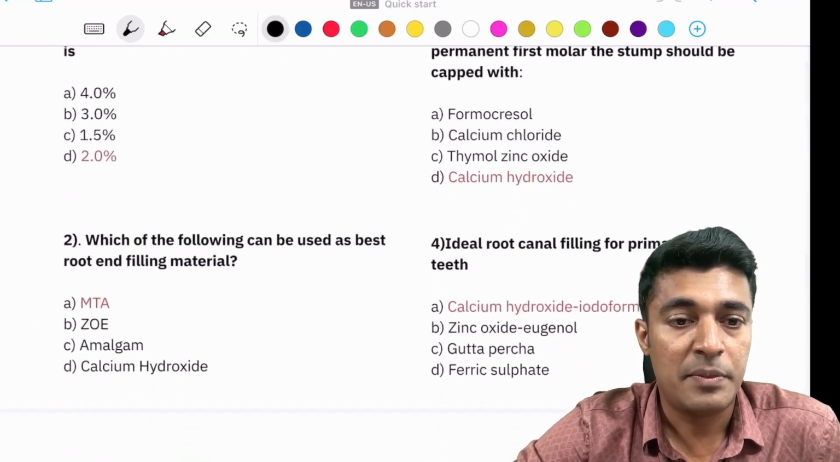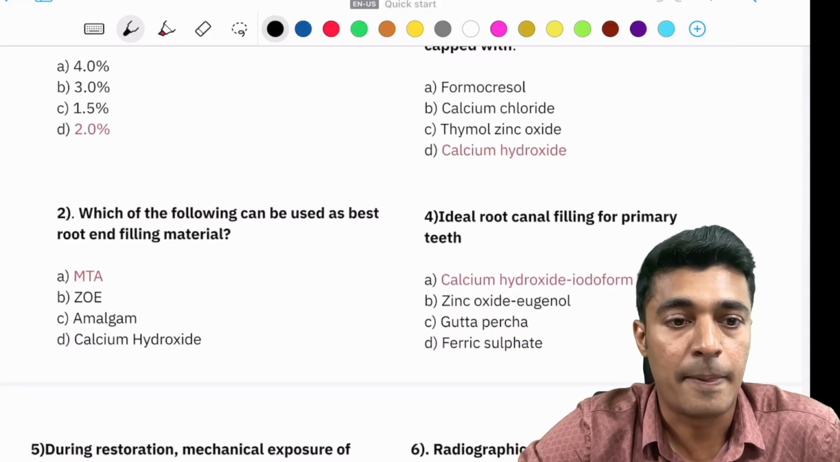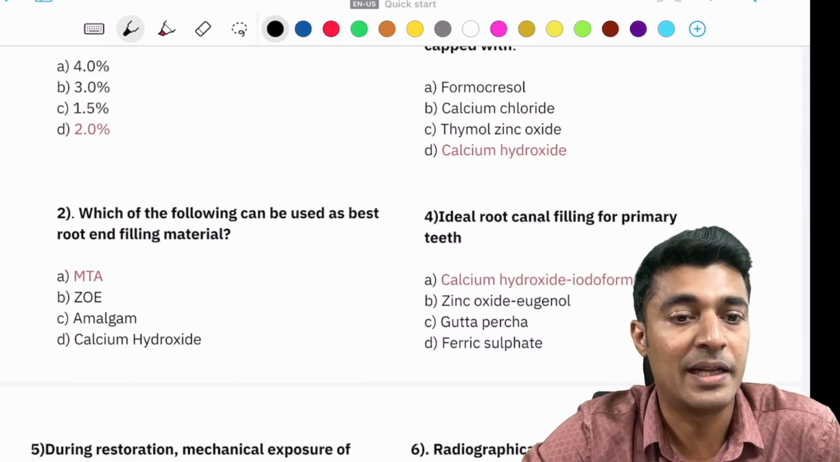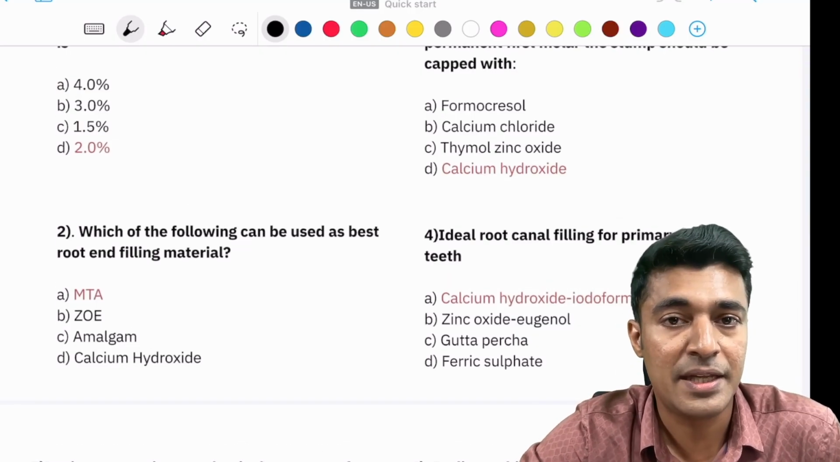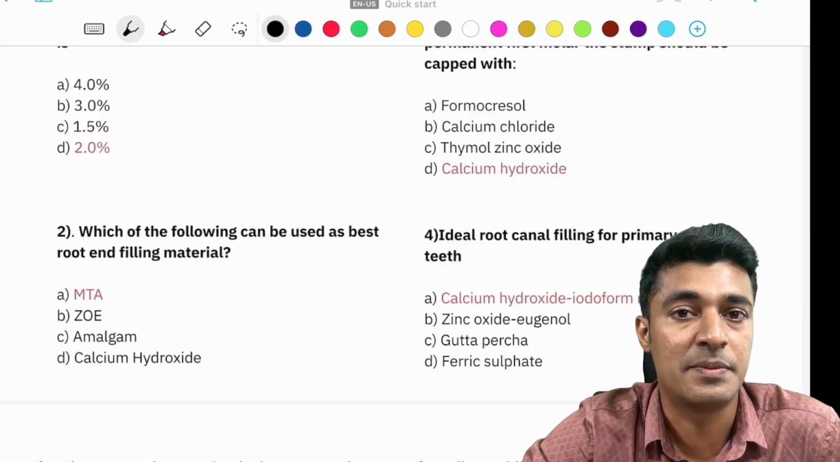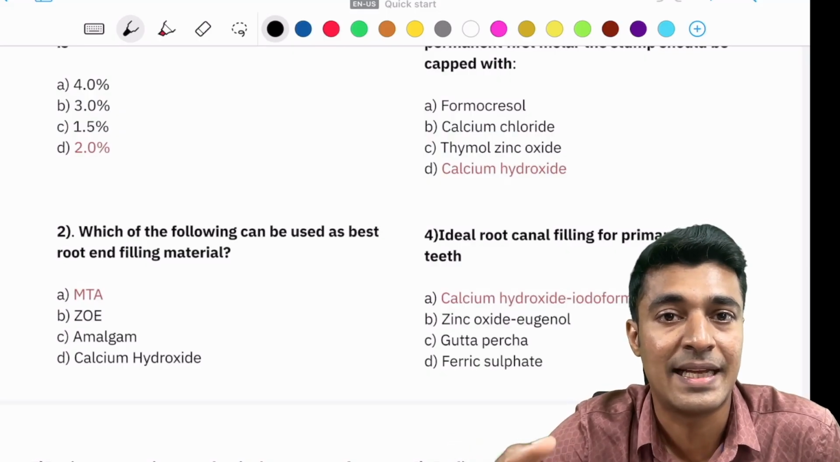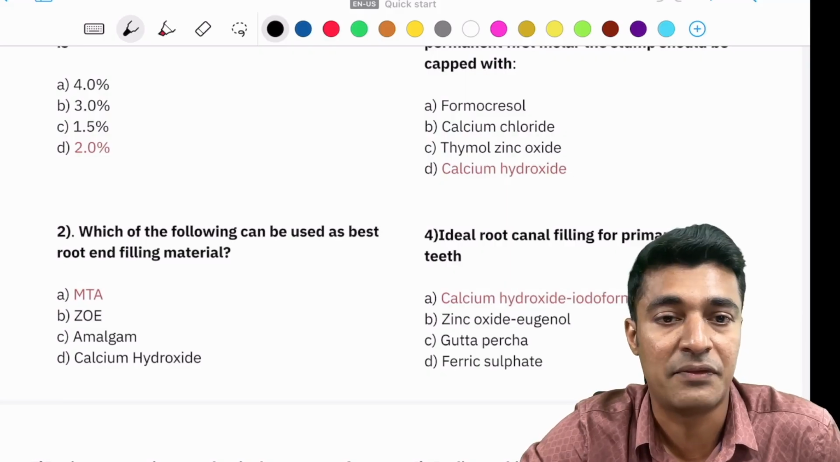Which of the following can be used as a best root end filling material? The answer for that is MTA, among zinc oxide eugenol, amalgam, and calcium hydroxide. Now, why we can use MTA as a root end filling material is because when it comes in contact with moisture, MTA is able to set and harden. None of the other materials have that kind of property.